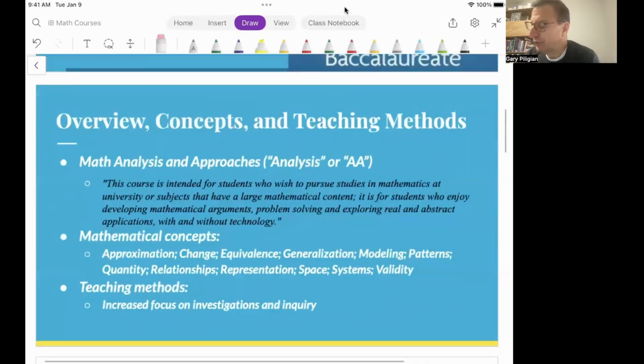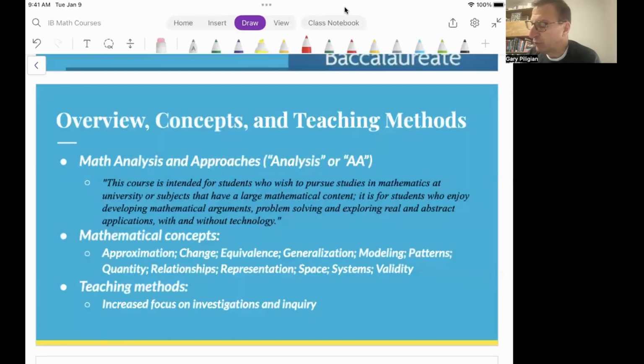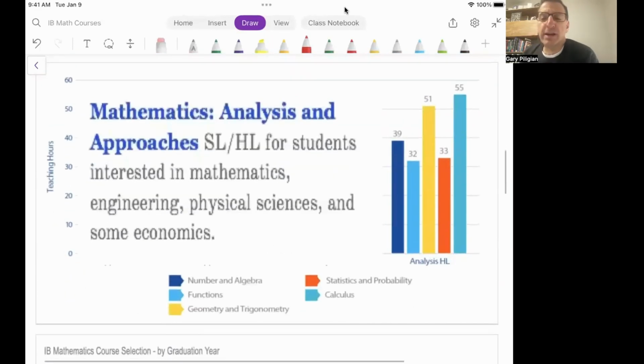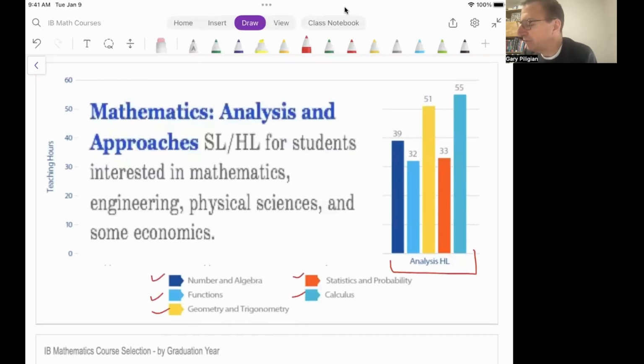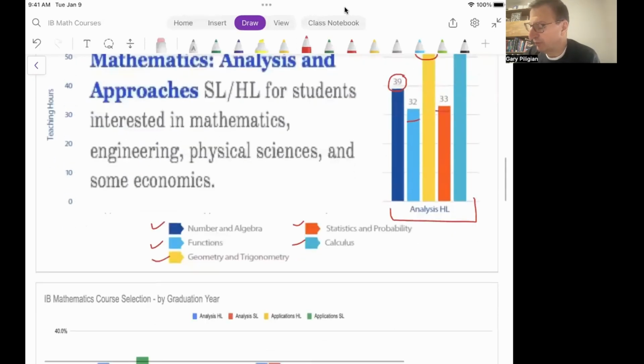This is just an overview of the course itself, along with the concepts and teaching method. You've seen that in the other video. This is a breakdown of the teaching hours in Analysis HL by each of the five strands. You can see that calculus is the most important part of this course, followed by geometry and trigonometry and number and algebra. And then functions and statistics and probability are not emphasized as much in this course as in some of the other courses.